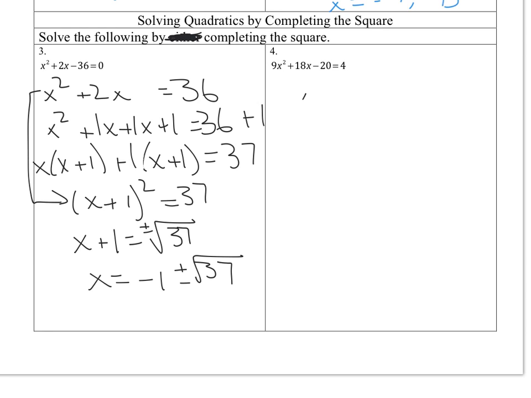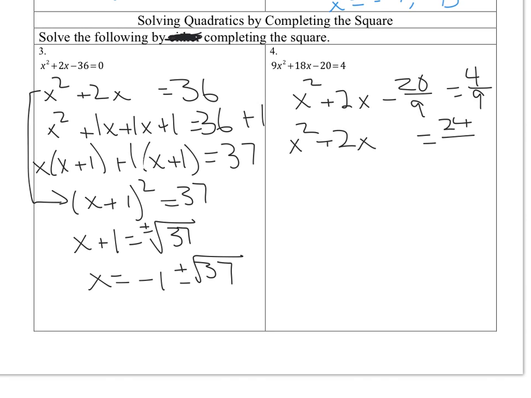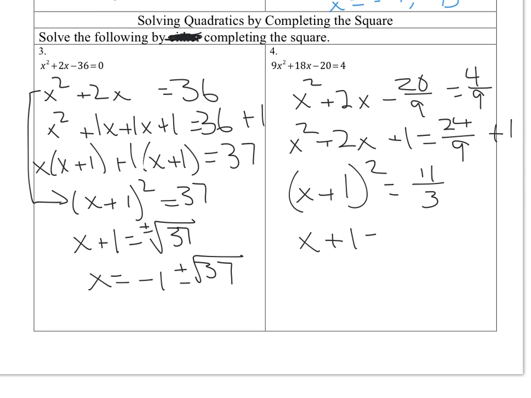So to complete the square, I need a 1. So divide by 9. So that'd be 20/9 and 4/9. So I have x squared, move that constant, plus 2x equals 24/9. I could reduce that, take a 3 out and call that 8/3. So then I'll have x plus 1. Again, I'm going to skip right to here. So that's 8/3 plus 1, which is 11/3. Take the square root, and then subtract the 1.